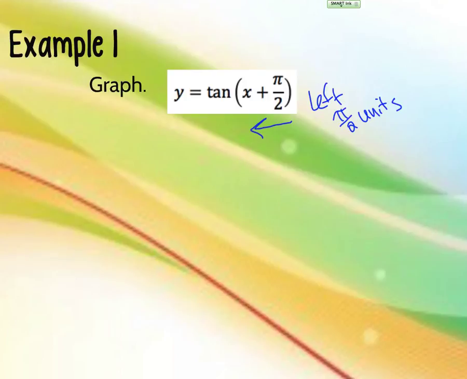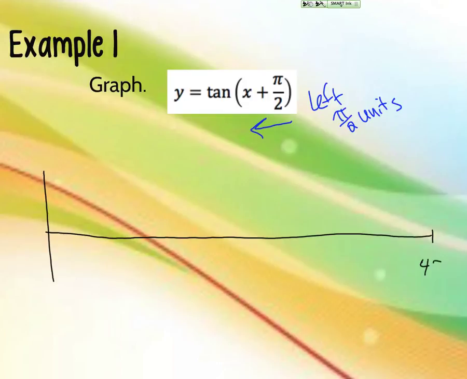Especially if I'm moving horizontally with these, left or right, I like to figure out where my asymptotes are first, and then draw in the graph after that. Now, I'm going to start setting this up the same way I've been doing it. All the notes so far, we've been going to 4 pi. So for consistency, we'll keep it to 4 pi, and then put all the other values in.